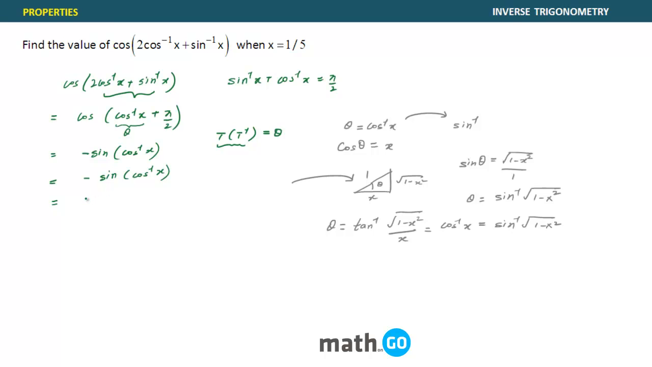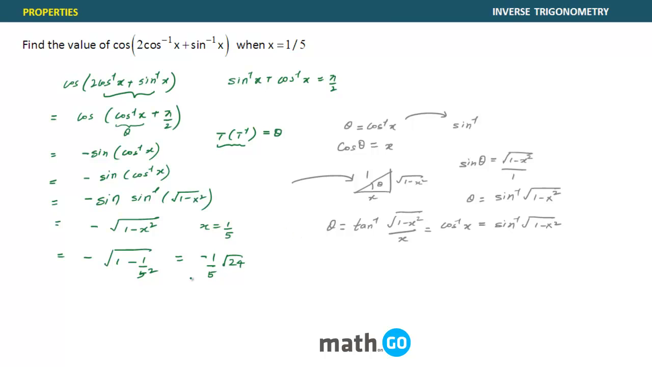So this is minus sine of cos inverse x, which is now minus sine of sine inverse under root 1 minus x square. Now the answer is nothing but minus under root 1 minus x square. You wanted the value at x equal to 1 by 5, so just put the value at x equal to 1 by 5. So this is nothing but minus under root 1 minus 1 by 5 square. What you will get is minus 1 by 5 root 24, which you can again simplify to get minus 2 by 5 root 6.